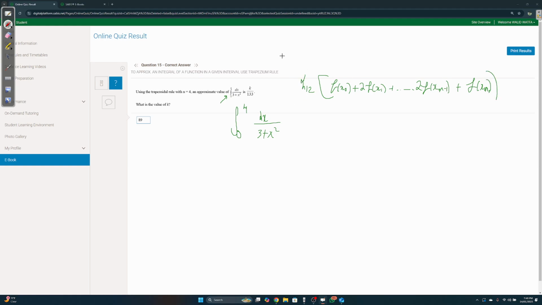What do we need? We need h. How do you find h? It's always b minus a over n. So 4 minus 0 over, sorry, not over 2, over n. How many subintervals do we want? 4. Okay, so you get 1. So h in this case is 1. So 1 over 2 into, now we start substituting.